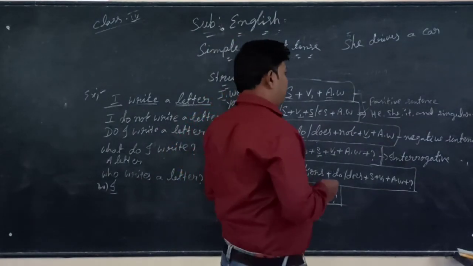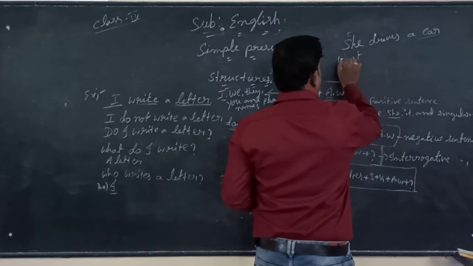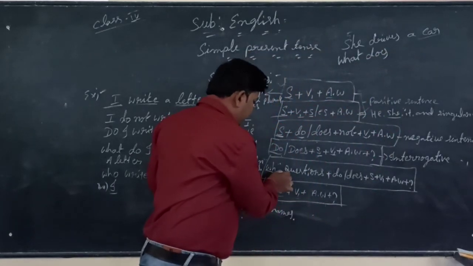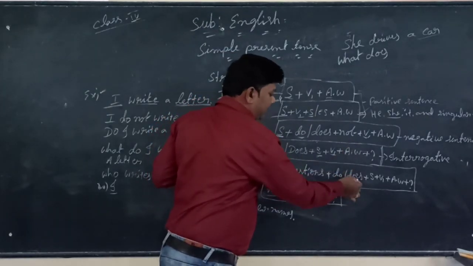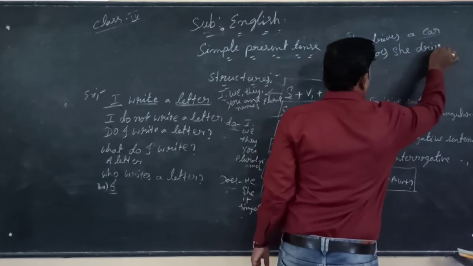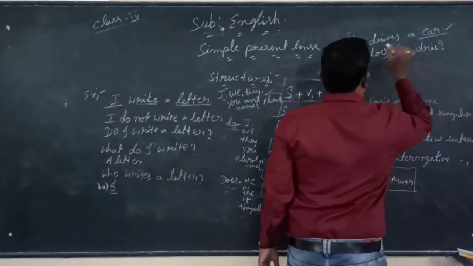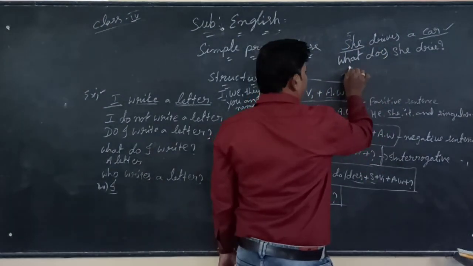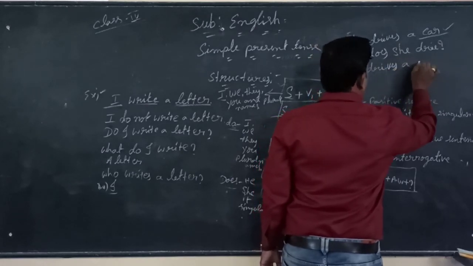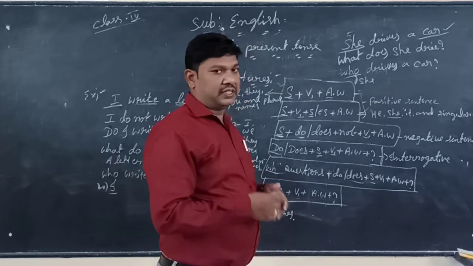And also the WH question. For example, I underline a car. If the answer is a car, the WH question is what. See the structure once: WH question, what, and next do or does. The subject she is there, so does. What does she drive? The answer is she drives a car. For example, I underline she, and the WH question is who. Who drives a car? The answer is she. So this is the way of forming sentences in simple present tense.